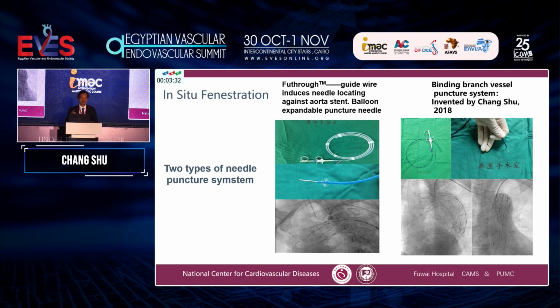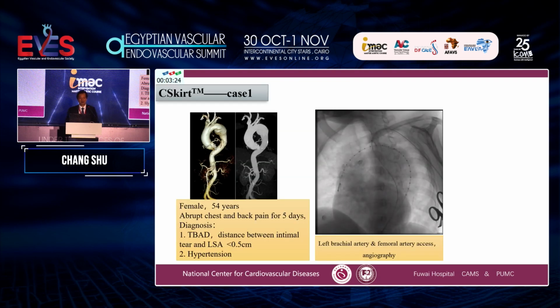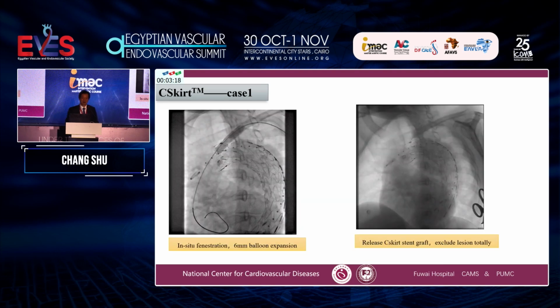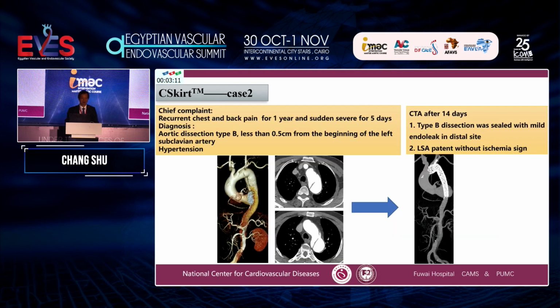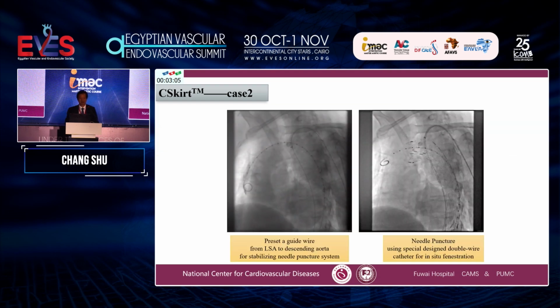The bending puncture system contains 1 catheter, including 2 lumens, 1 lumen with a bending well, another lumen with a puncture needle. So we do it freely for the patients. For example, this one, we use a skirt. You may find it's very free if we deploy the skirt stent graft inside to get a very good result, no matter the dissection or the aneurysm. So that's a case we have done with a bending puncture system.